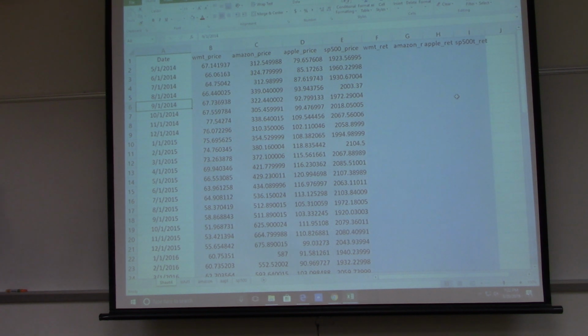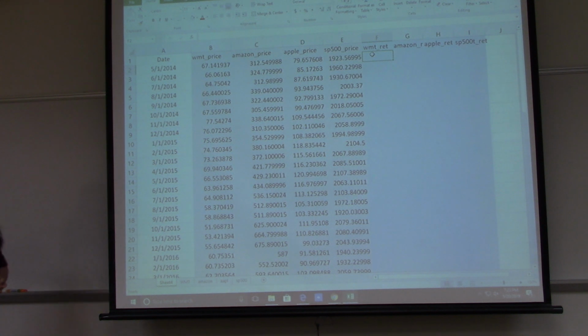So we got the price from Yahoo Finance, but after that, that's all we need. We need to collect the stock prices from a website. After that, it's all depending on what we do. So with the stock prices, what we can do is we can calculate the stock returns.